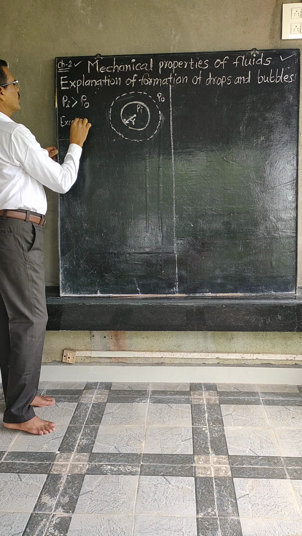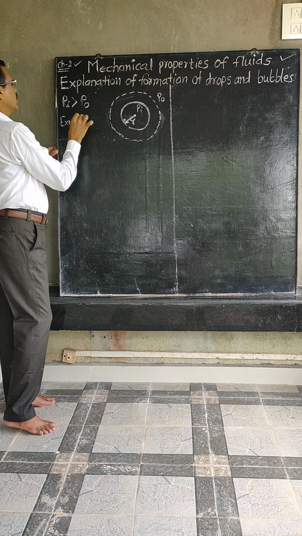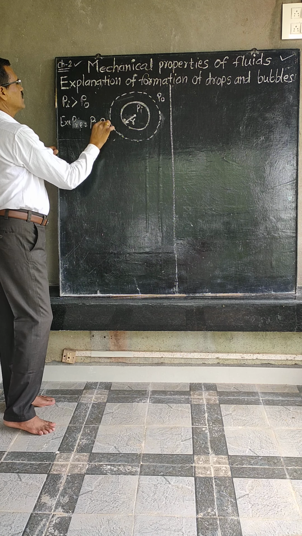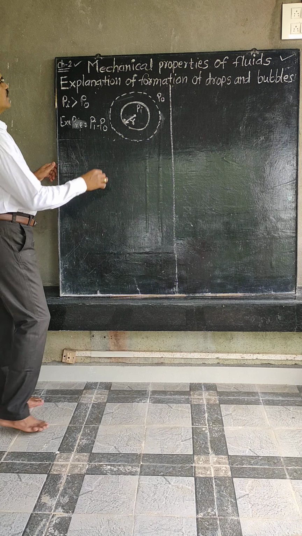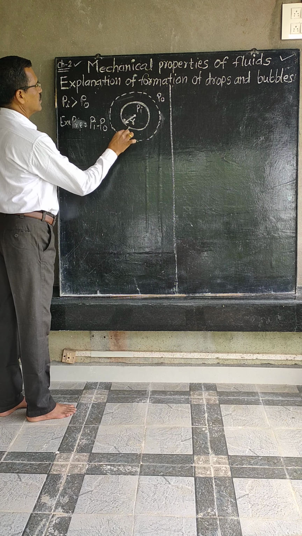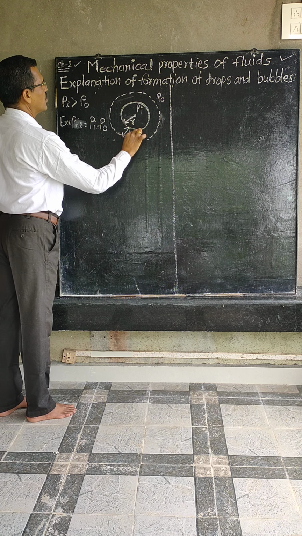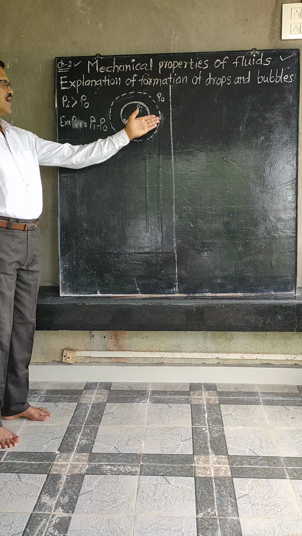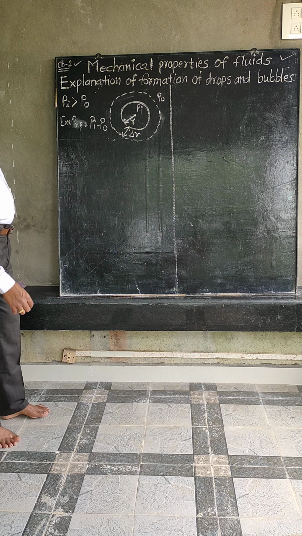Therefore the excess pressure inside the drop is equal to Pi minus Po. Here, suppose that the radius of this liquid drop increases by a small amount delta r such that the pressure inside this liquid drop remains almost constant.